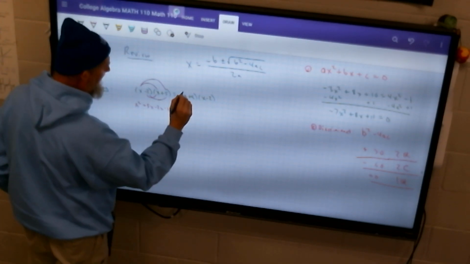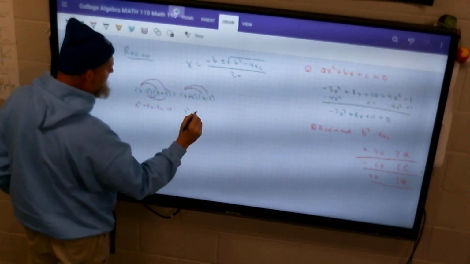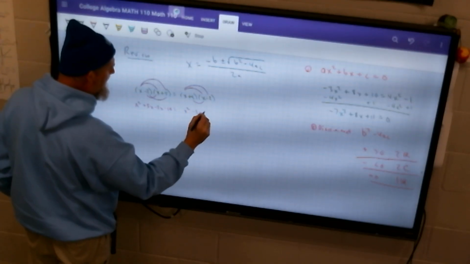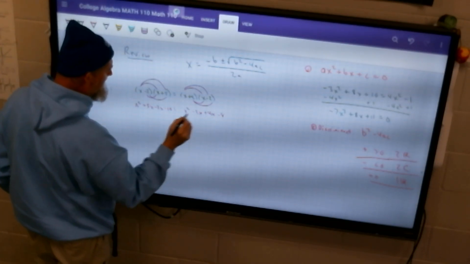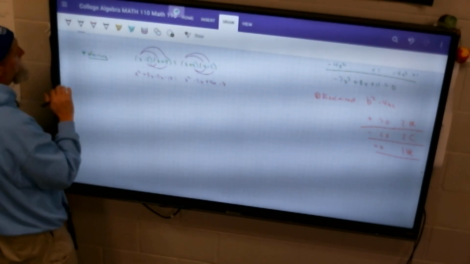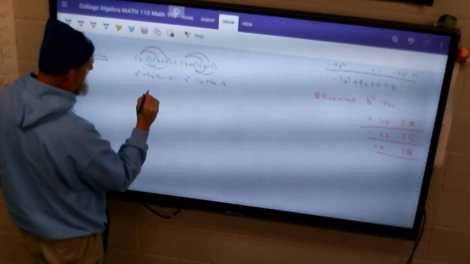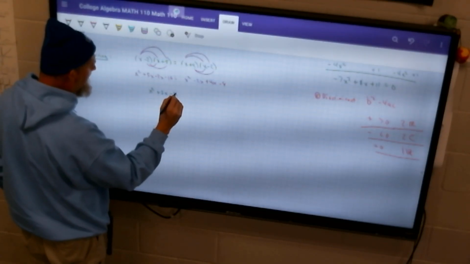So on this side I'm going to have x squared minus 2x plus 4x minus 8. And then when I combine like terms, I have x squared plus 3x minus 10.